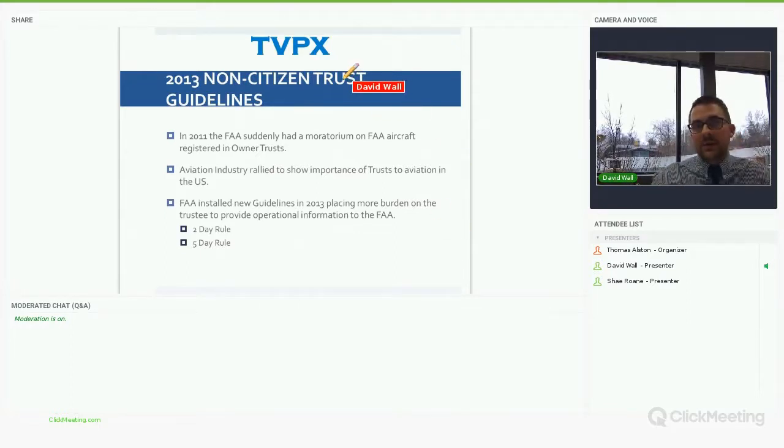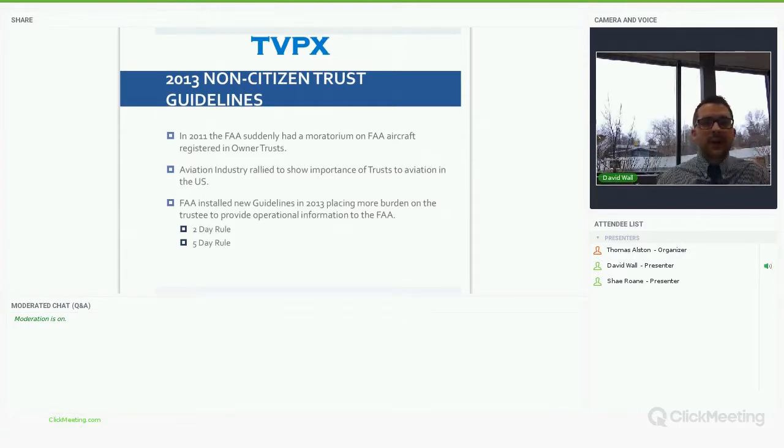So in 2013, the FAA had a policy clarification on FAA owner trusts. Many of you may have heard about that. They placed more burdens on the trustee. Their primary issue with trusts in the first place was they were worried about safety. Some trustees had been difficult to get information on the operations from. So the FAA established some new guidelines.